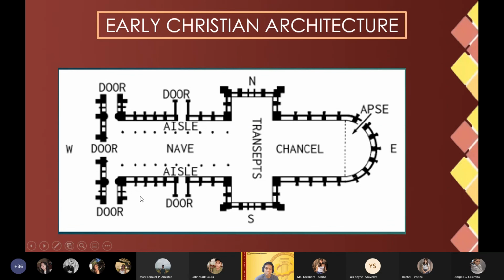But if this part, the chancel or the sanctuary, if it just attaches somewhere here, it's not cruciform. It's just a rectangular or horizontal type of plan for the early Christian architecture church. But if that portion, the sanctuary or the chancel part, is elongated, that's what you call the cruciform form.